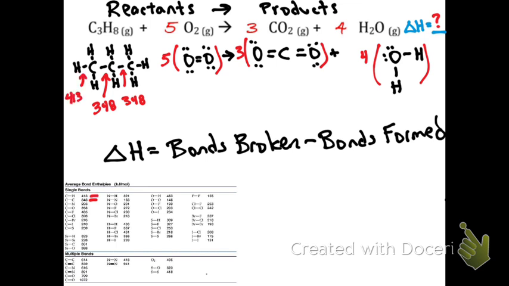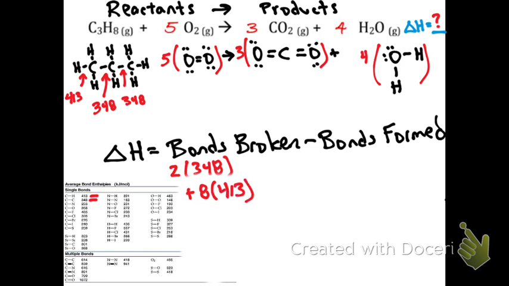So if we add up all those for the bonds broken, we would have 2 times 348 from the carbon-to-carbon bonds. I'm going to write over top of some of this stuff here. We would have 8 C to H bonds at 413 each.